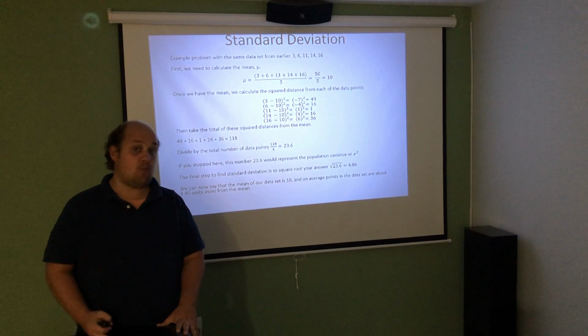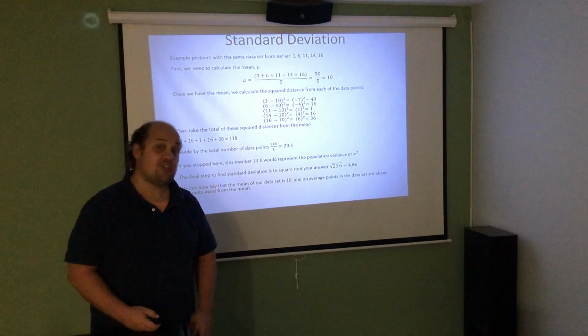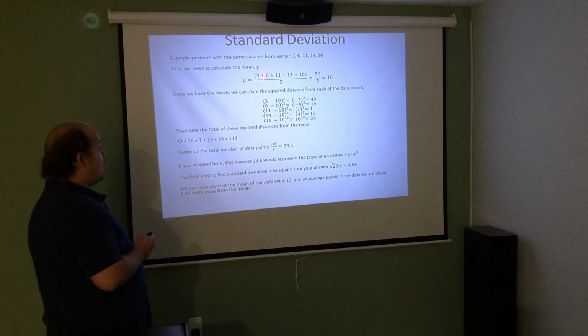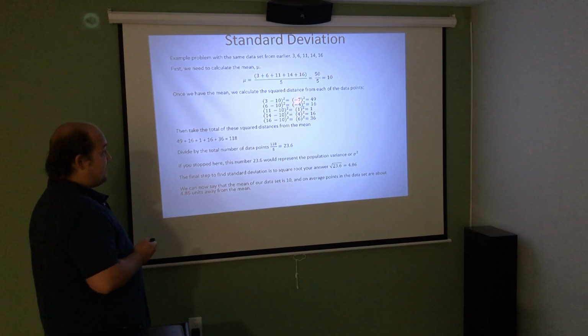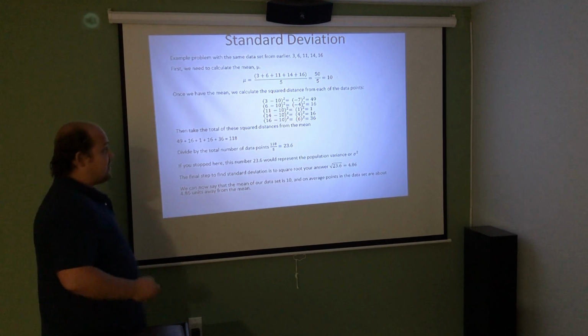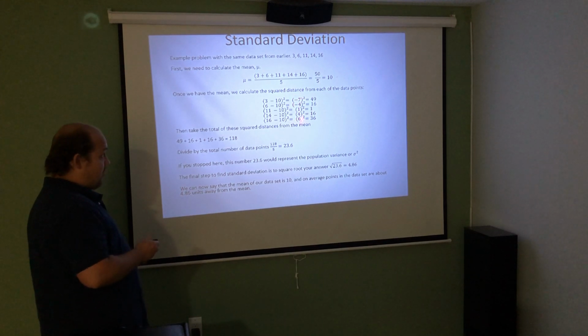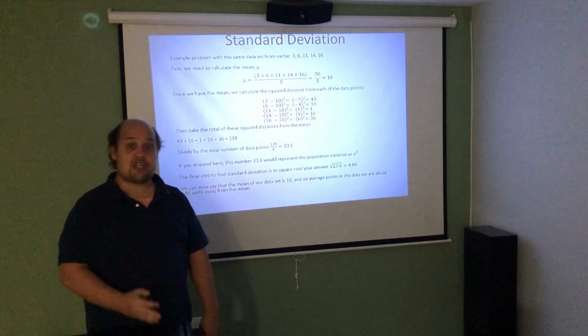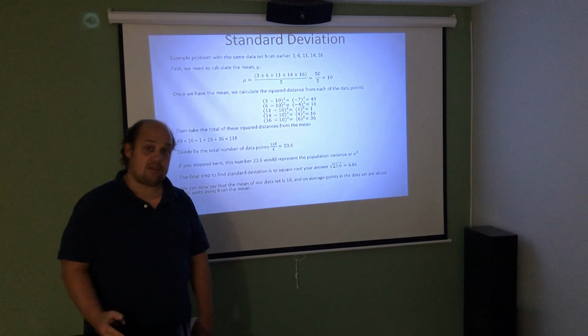Once we have the mean, we now need to find the distance from each data point to the mean. So from 3 to the mean of 10, or 3 minus 10, I get a distance of negative 7. From 6 to 10, or 6 minus 10, I get negative 4. 11 minus 10 gives me a positive 1. 14 minus 10 gives me a positive 4. 16 minus 10 gives me a positive 6. So this column of numbers is just found by taking each data point minus the mean that we found.